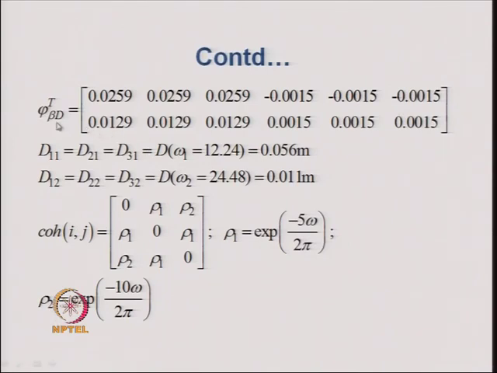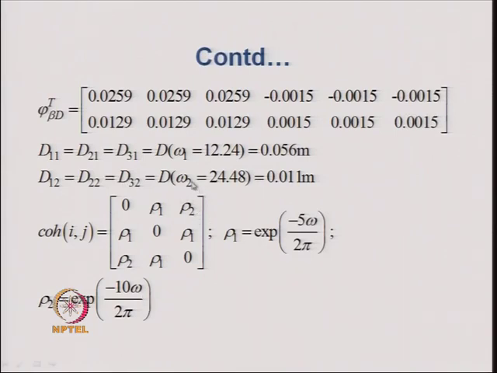The phi T beta d matrix is computed over here. So, as I told you before, it requires the ordinates of the displacement response spectrum, then phi terms and the terms for the mode participation factor for a particular mode. The displacement response spectrum is assumed to be the same for all the three supports because it is the same train of earthquake passing through all three supports. It is obtained for the time periods corresponding to these two frequencies, and they are 0.056 and 0.011.